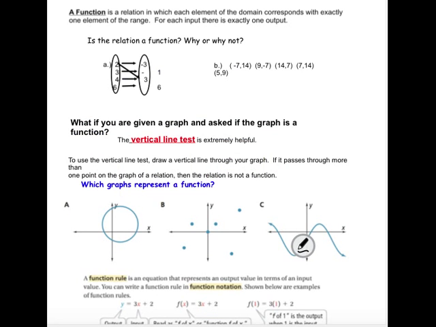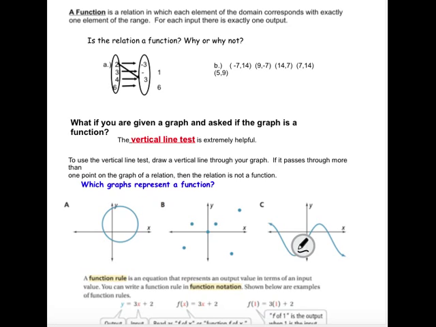A function is a relation in which each element of the domain corresponds with exactly one element of the range. So for each input, there's exactly one output. So x values can only have one y value. So is this relation a function? Why or why not? I'm going to give you a second to think about that. Pause the video if you need to.